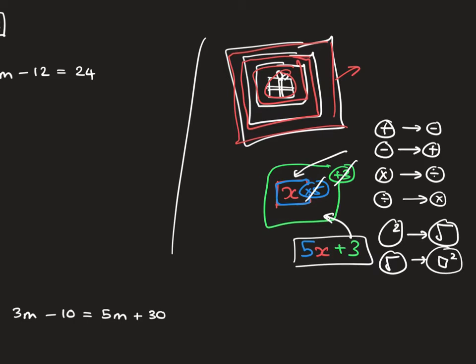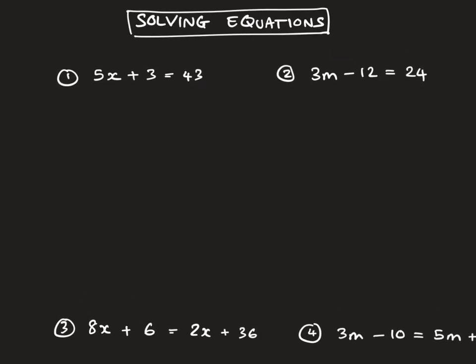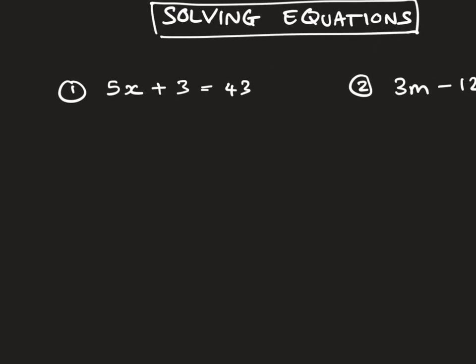Now we'll have a look at these questions that I've created just here. So, for example, how does this work in practice? Well, the first thing is I look at equation number 1 here, and I see that 5x plus 3 is equal to 43.